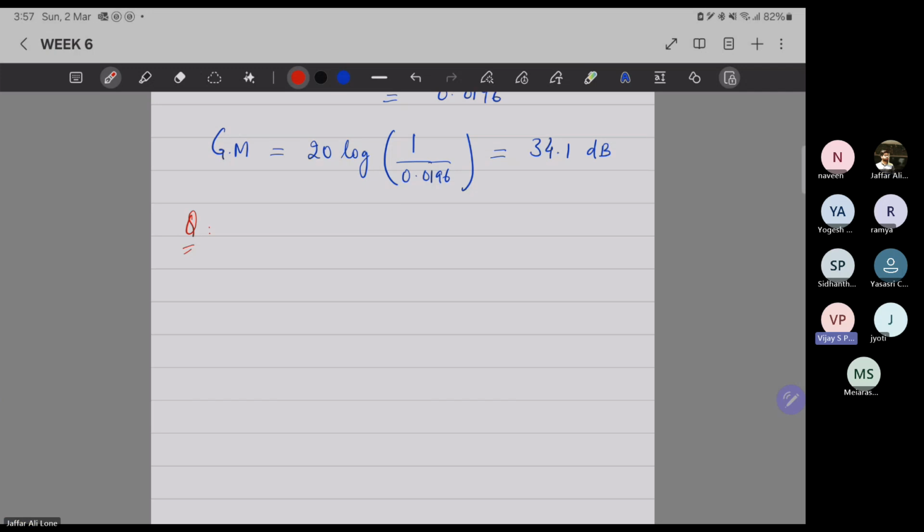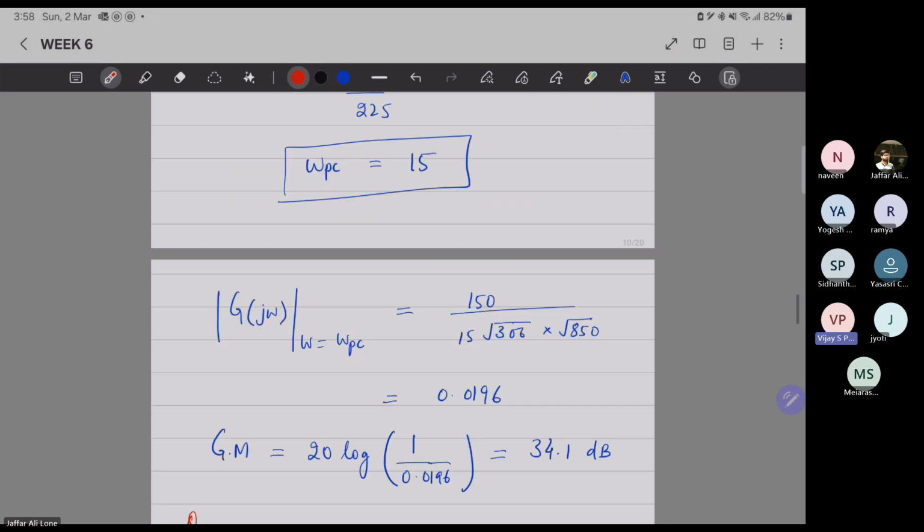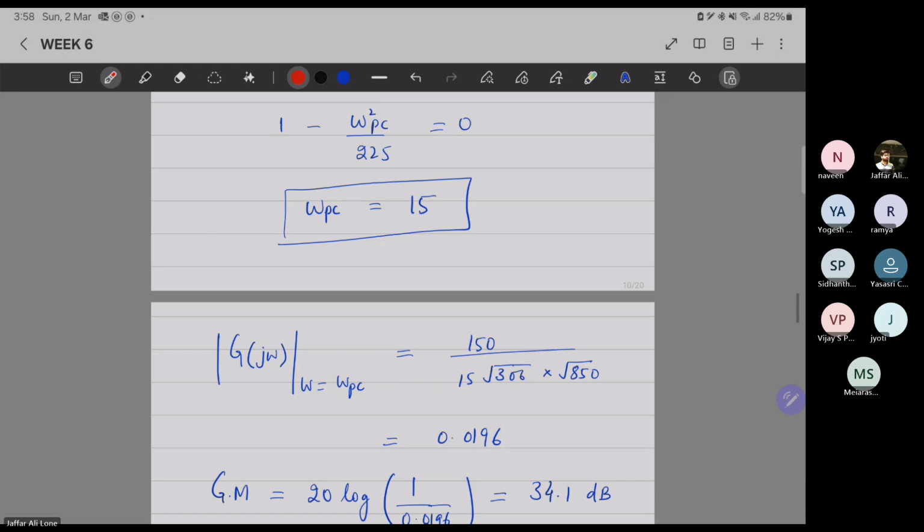I have one doubt, sir. In the formula, tan inverse of some term divided by that, we have to equate the denominator equal to 0. That I didn't get.